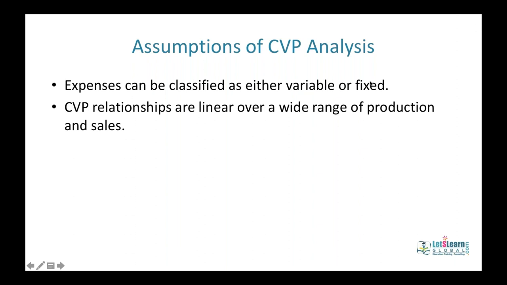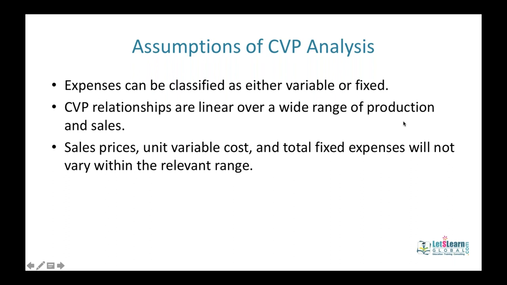And here the CVP relationships are linear, over a wide range of production and sales. It means that whatever you produced is going to be sold. You sold 1,000 units because you produced 1,000 units. So what does it mean? All the units produced are going to be sold. There is no question of opening stock and closing stock. You don't have any inventories at the beginning and ending. This is the assumption of CVP analysis. So in our CVP analysis, you will never find any beginning inventory or ending inventory. Whatever units are produced are sold.